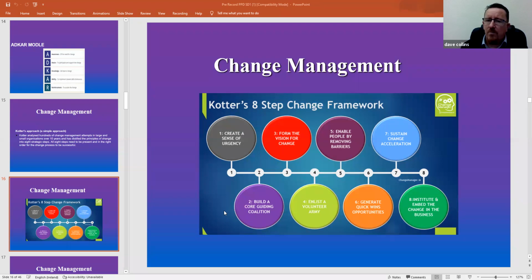Enable people by removing barriers. Give them tasks, give them a sense of authority, things like that. Like we spoke about when we were talking about delegation. Generate quick win opportunities. So give yourself small goals. Goals that are very achievable and attainable. Get to them. It creates a positivity around the whole change. Then number 7, you need to keep the momentum going. And then lastly, right, institute and embed the change in the business. So you have it there, keep it there.